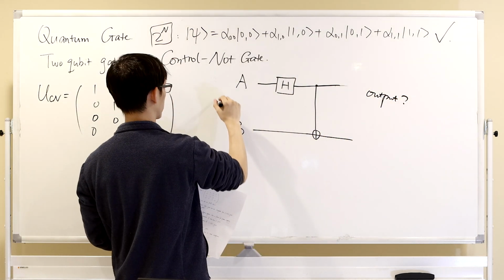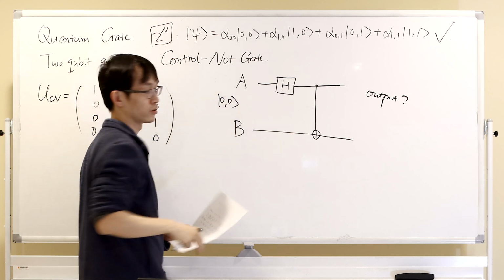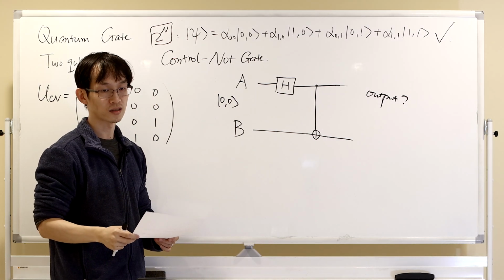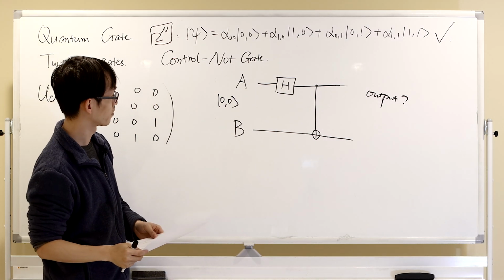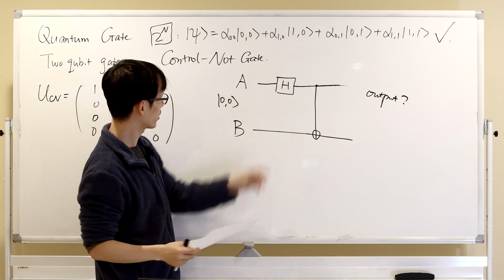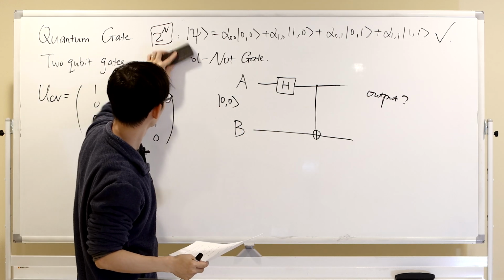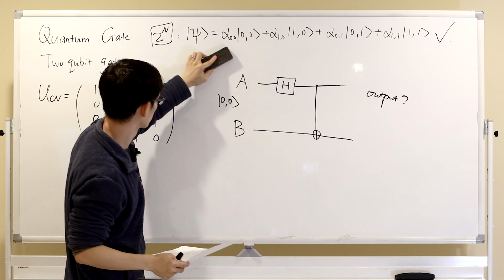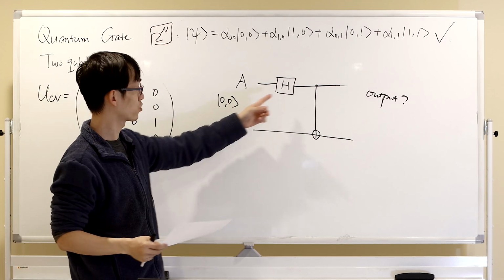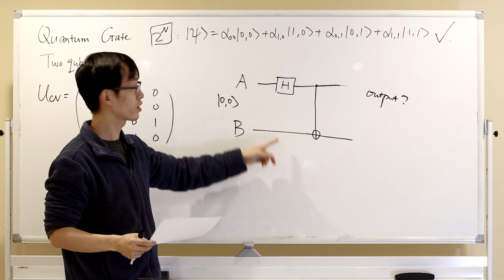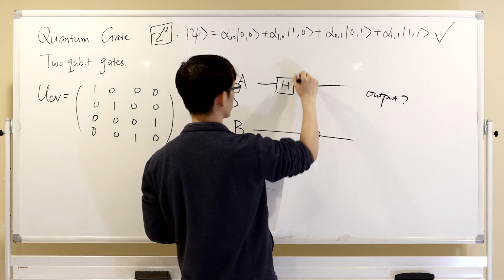The input state is 0, 0. It's the ground state. Both of them are prepared in the ground state. So the way to look at this is that first, qubit A goes through a Hadamard gate, and qubit B does nothing. So you can write down the state here.